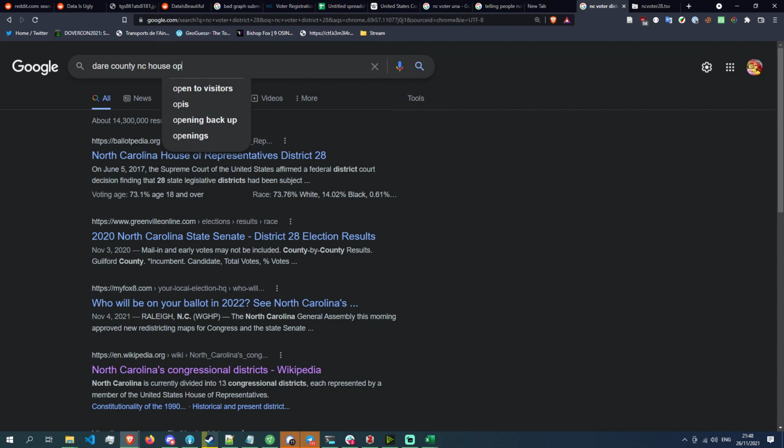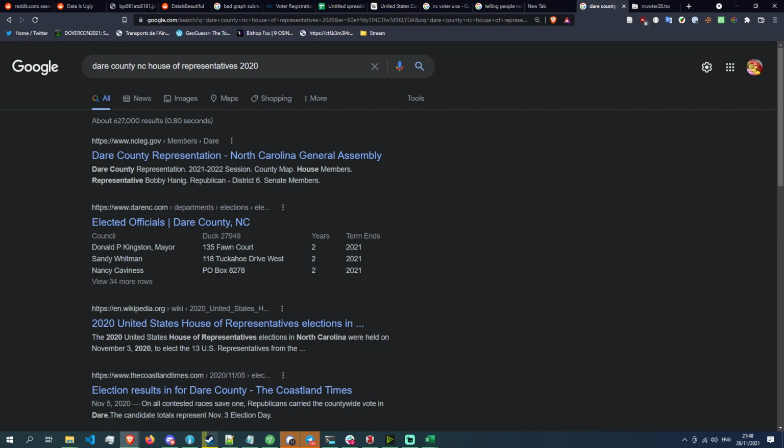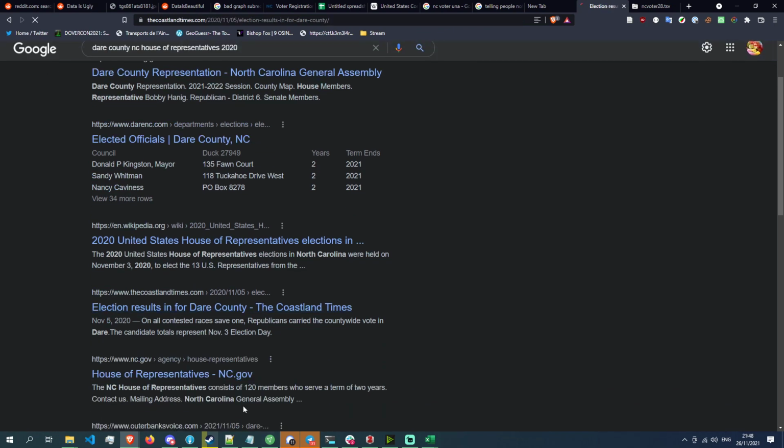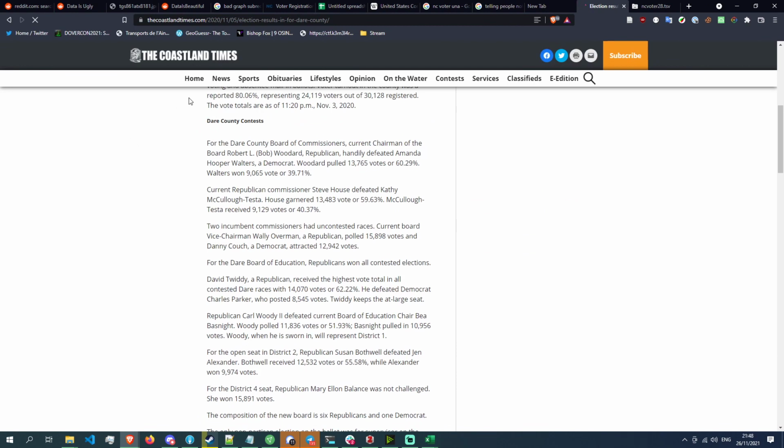House of Representatives. Vote 2020. North Carolina General Assembly elections, election results for Dare County. I actually don't know if this is a good one. Yep. Okay, so for Dare County Board of Commissioners, current chairman Robert L. Woodard, Republican, handily defeated Amanda Hooper Walters, a Democrat, with 13,000 votes, or 60.29%.